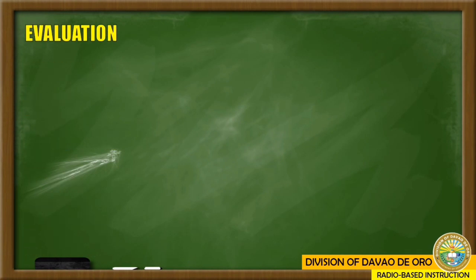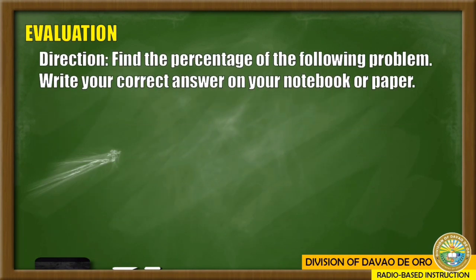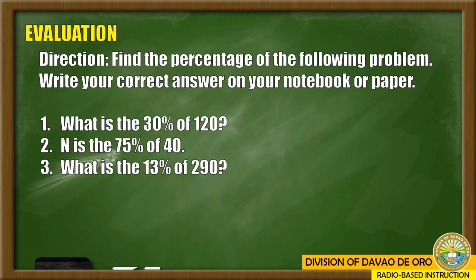Okay, let us have an evaluation. But before that, we will read first our direction. Find the percentage of the following problem. Write your correct answers on your notebook or paper. Number 1. What is the 30% of 120? Number 2. N is the 75% of 40. Number 3. What is the 13% of 290? Go and answer. Good luck.